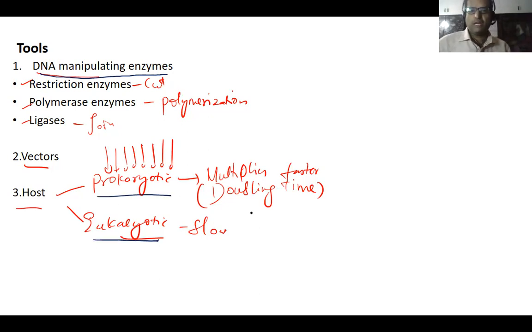The prokaryotes multiply faster; their doubling time is very short. Hence, we usually select prokaryotes, but eukaryotes are slow. Fine. Now, when it comes to DNA manipulating enzymes, we have restriction endonucleases, polymerase enzymes, and ligases. These are the different varieties of enzymes that have to be understood among the DNA manipulating enzymes. Now, let's go into a detailed study of it.